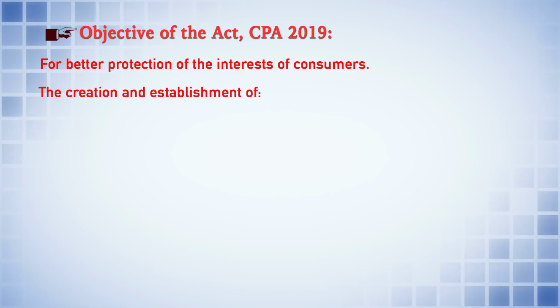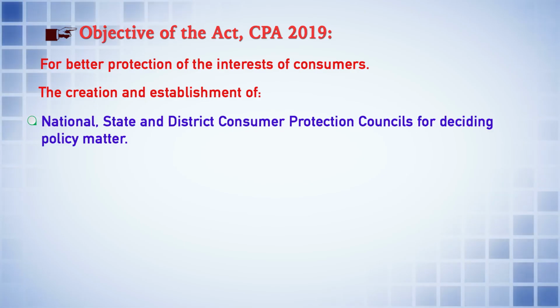For this purpose, that is, for the protection of the interest of the consumer, the law provided for the creation and establishment of various institutional mechanisms. They are known as national, state and district consumer protection councils for deciding policy matters. This is a three-tier structure: the National Consumer Protection Council at the national level, the State Consumer Protection Council at the state level, and the District Consumer Protection Council at the district level. Their primary job is to decide on policy matters related to the protection of the interest of the consumers. So that is one of the purposes and objectives.